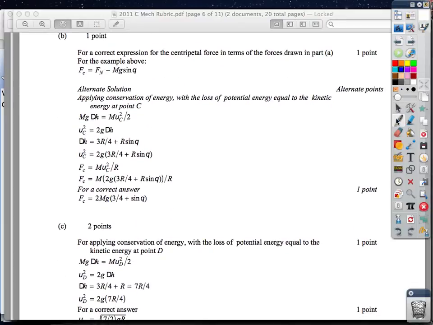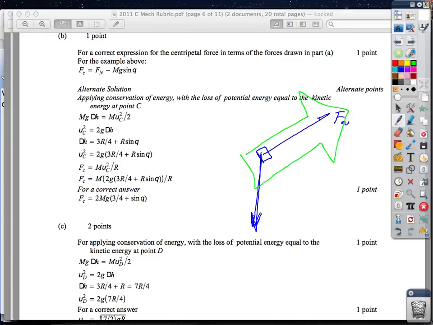So then what they're doing is, if you look at this object, like this, they're just taking this as Fn, right? And do you see at this moment, F sub c points this way. You get what I'm doing by drawing it like that? You can see what I drew over there?